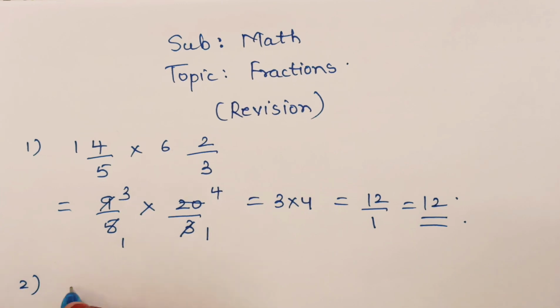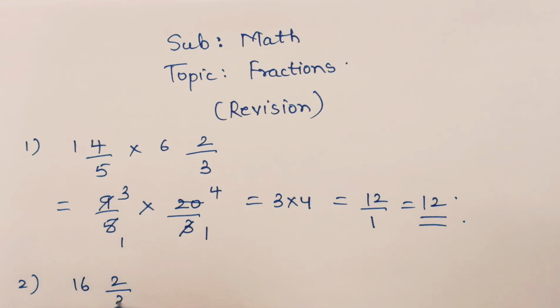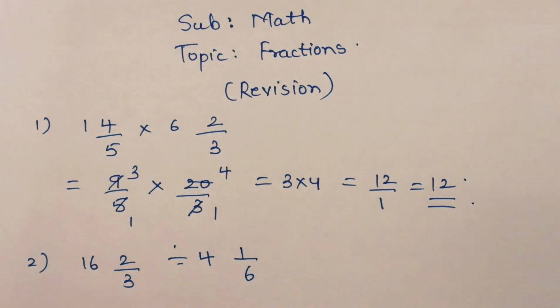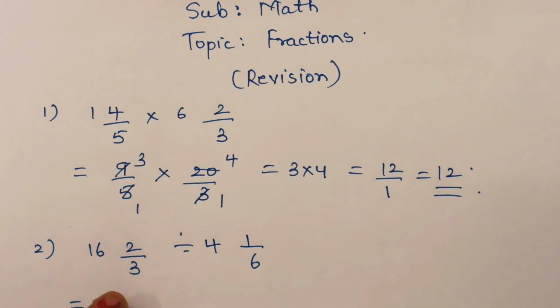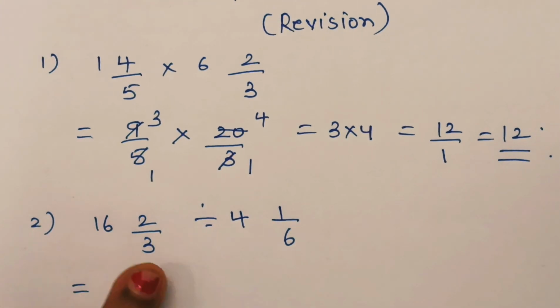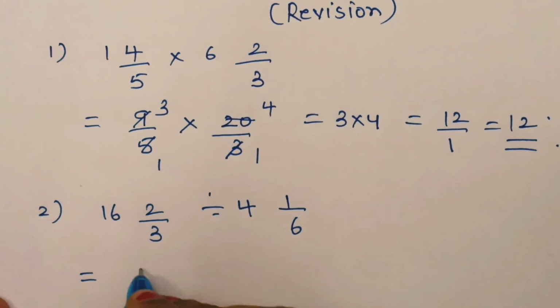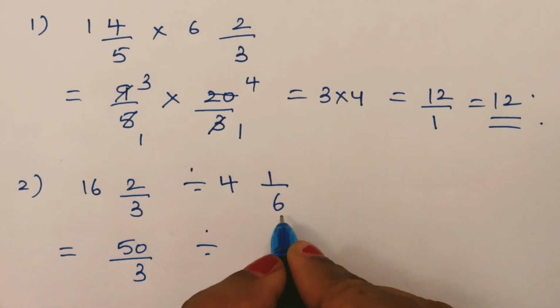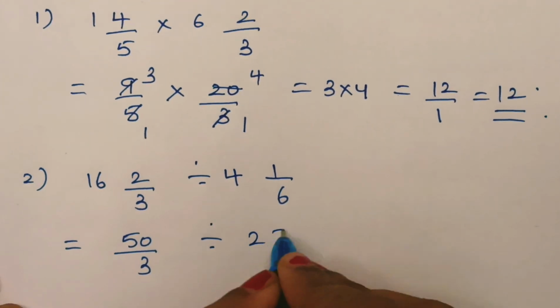Let's see the second sum. 16 2 by 3 divided by 4 1 by 6. You have to divide, but first and foremost convert this mixed fraction into improper fraction. 16 3s are 48 plus 2, 50 by 3 divided by 6 4s are 24 plus 1.